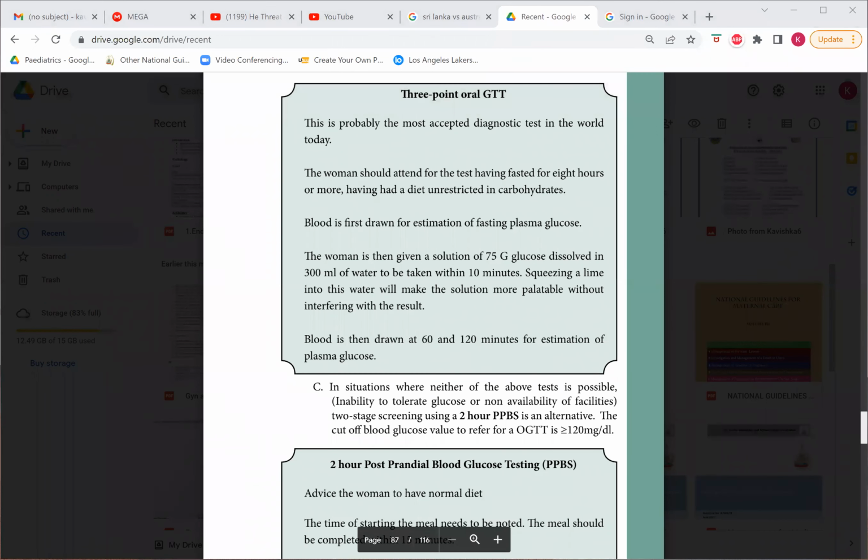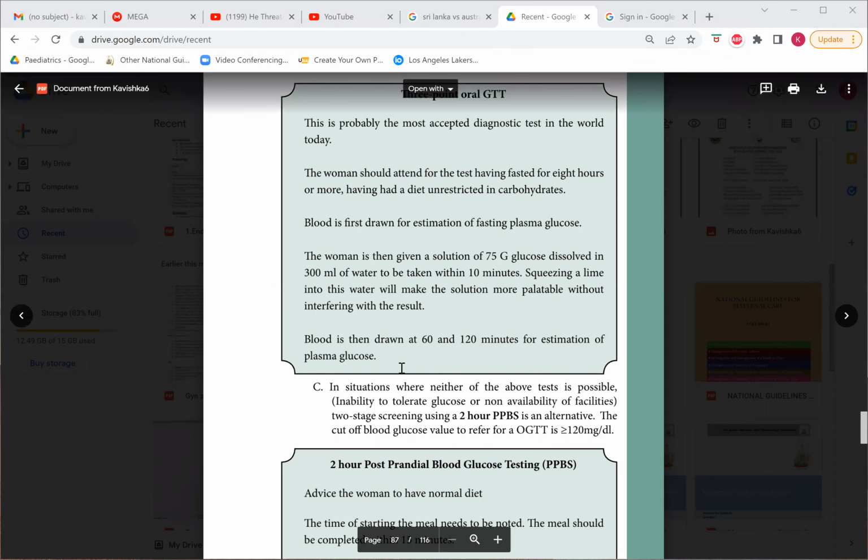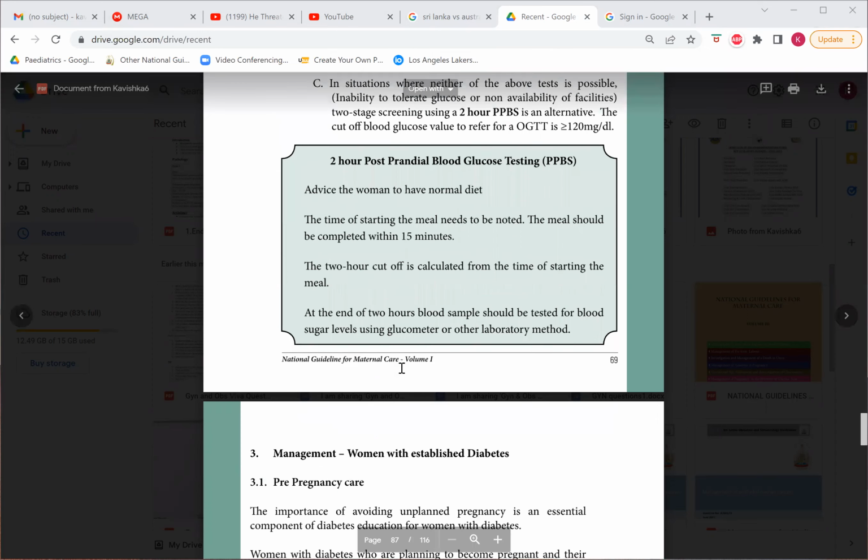So that is different. That is not done here. What is ideally done here is a postprandial at booking. If that is more than 120, then they do an OGTT. And then that OGTT is repeated at 20 weeks also, and 28 weeks also.